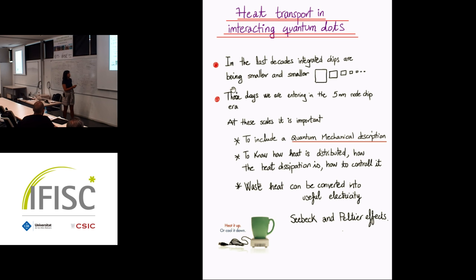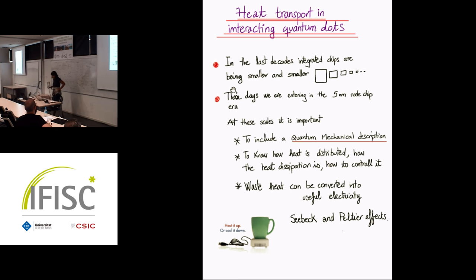So we are arriving to very, very small sizes of the order of nanometers, a few nanometers, and at these scales, of course you need to introduce a quantum mechanical description, and also you need to know, because in these chips you have electrical flows, electrical currents, then you know that this electricity dissipates heat, and then you need to know how to control this heat, or maybe how to convert this waste heat into useful electricity.